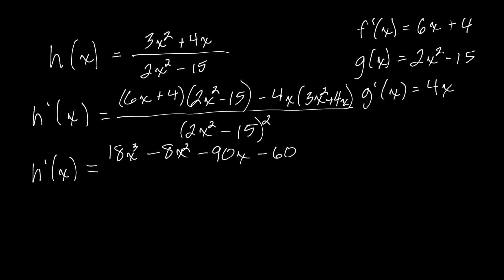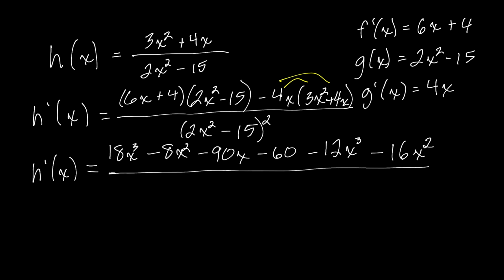And then over here, I'm going to go ahead and distribute this 4x. So 4x times 3x squared is negative 12x cubed. Nope, not a plus, that's a minus, because I have a minus times a plus. So that's minus 16x squared. And again, that's all over the g of x squared.